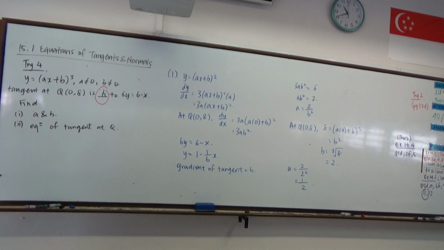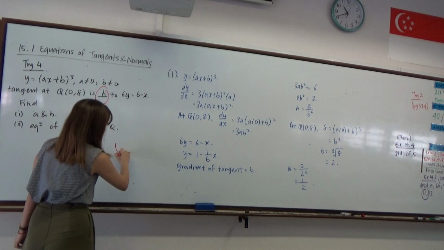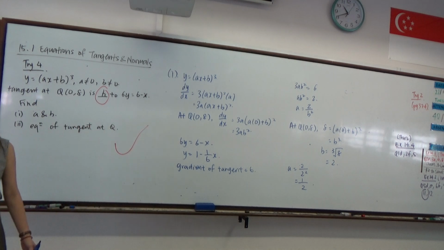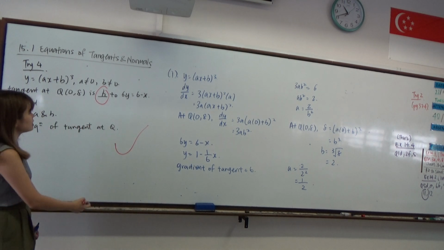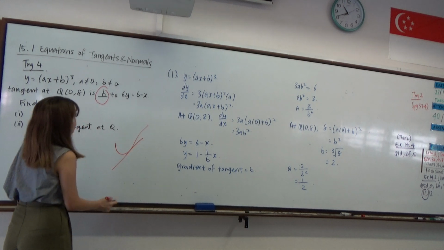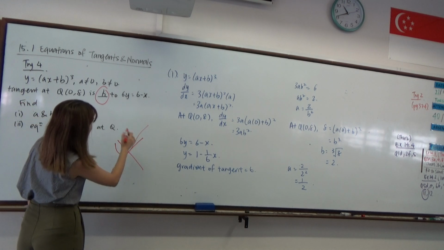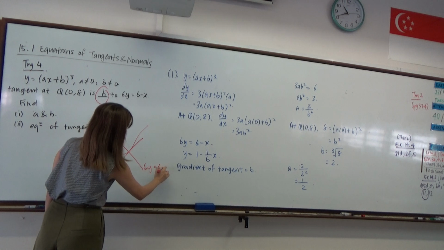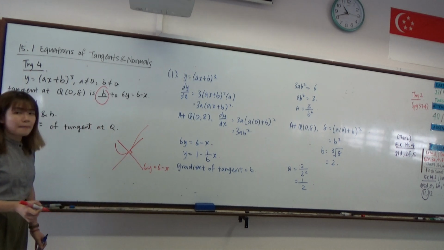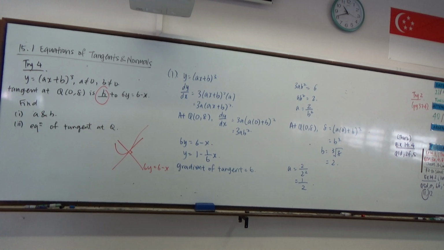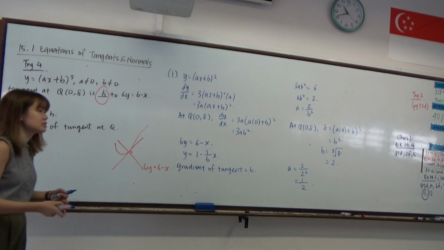If you are a very visual kind of person, you need a graph to guide yourself. To be honest, just draw any graph, any kind of curve that you like. Then you have the tangent, and then it says that there is some line 6y equals to 6 minus x that is perpendicular to the tangent. If you sketch something like that, maybe you will guide your thought processes better.